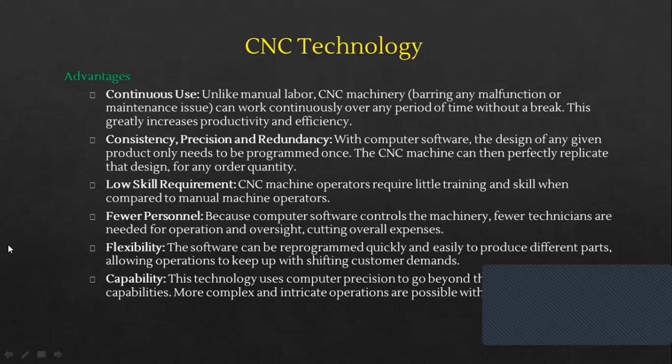And then the capability. This technology uses computer precision to go beyond the limitations of manual capabilities. More complex and integrated operations are possible with CNC machines. We have seen that small turbine blade we are producing, you see how difficult it is to do it manually. So the capability is another advantage that you get, that the machine is capable of producing complex and intricate objects beyond the limitations of manual capabilities. Clear?